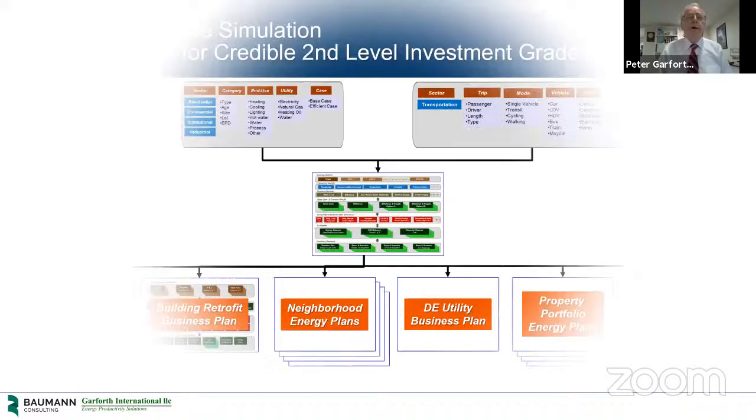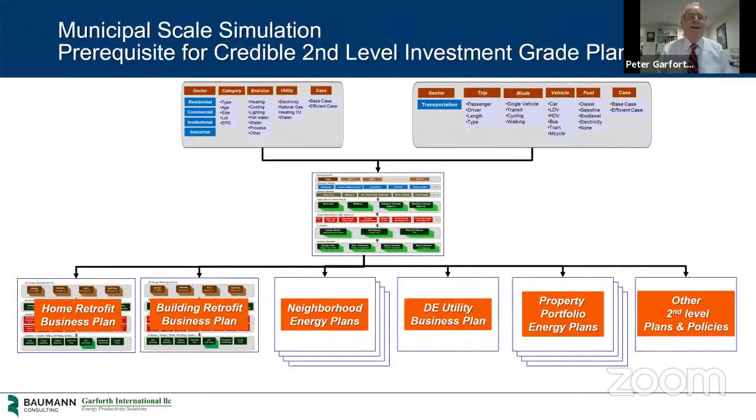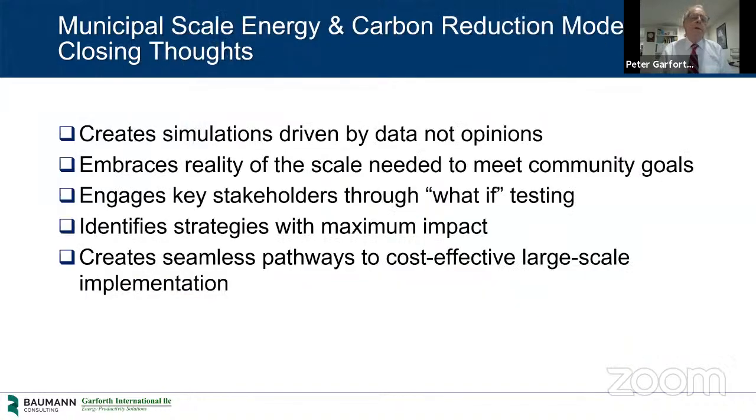So closing thoughts, I'm running a minute or two over, I apologize. Basically, municipal scale simulation, you've seen the three bricks to simulate the entire community. This then is the first step in data continuity to what we call second level plans, where we can do neighborhood plans, retrofit plans, utility plans, all of which are the contributing elements to the simulation, to the municipal big picture. So bottom line, simulation allows us to have conversations driven by data, not opinions, which is equally true at a building level, but it's doubly true at a community level.